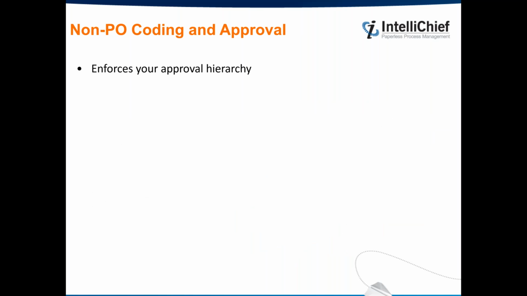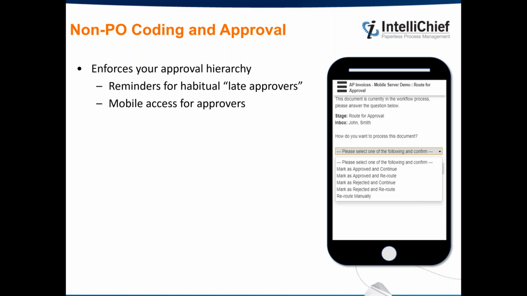We haven't talked a lot about the non-PO side, but obviously it enforces whatever your hierarchy is, because now you have a system that you've created workflows for. You can send out reminders for habitual late approvers and give mobile access to approvers who may not even have access to EBS. So they could get this on their mobile phone, their iPad, etc. And just like before, it's asking the user, this has been routed for approval, what do you want to do?